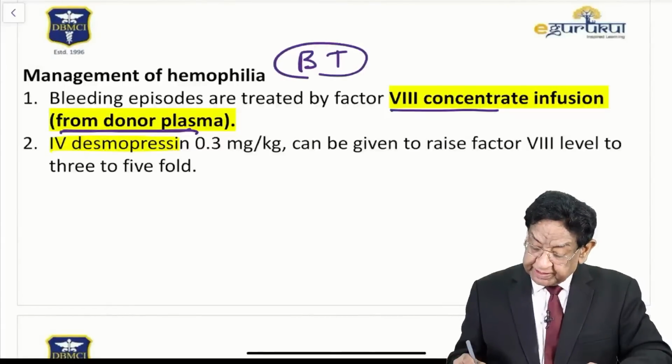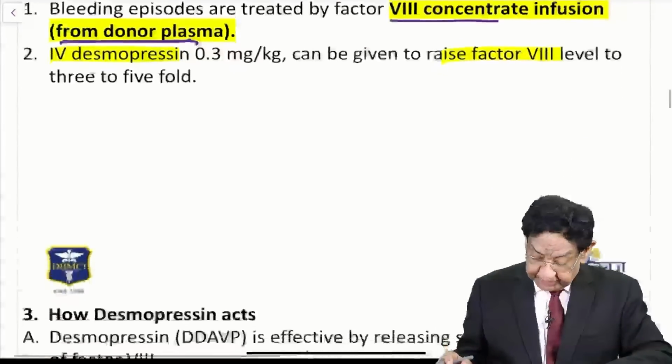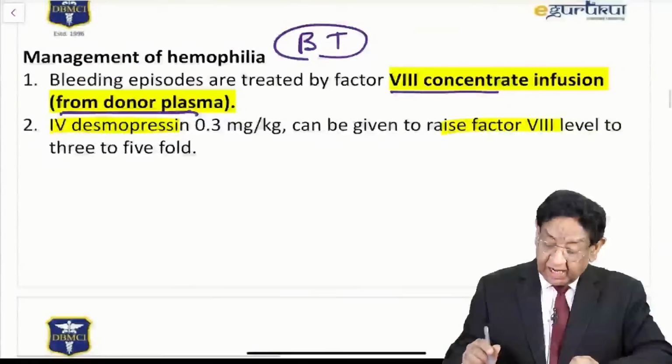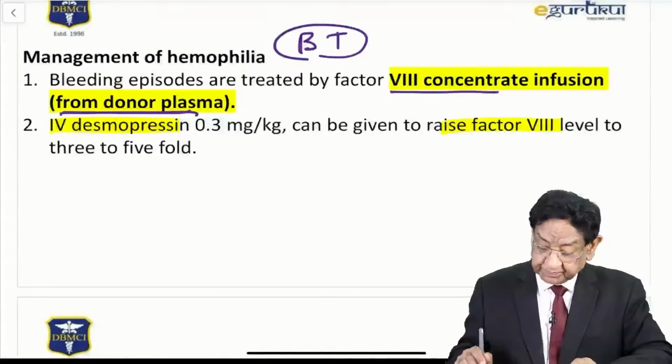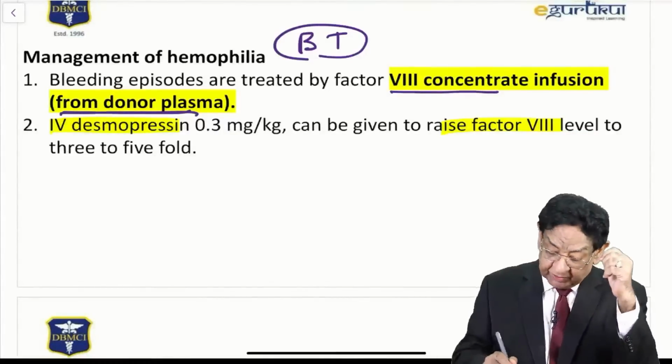This can be given to raise the factor 8 level to 3 to 5 times. That's what we wanted. But the question is, how does this act? What is the mechanism of this? Is the rank 1 question.